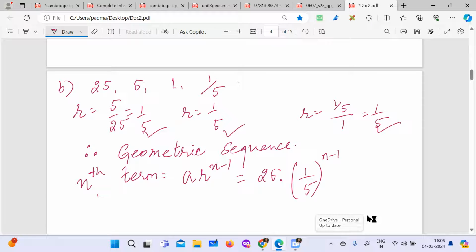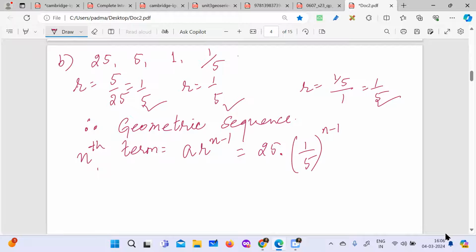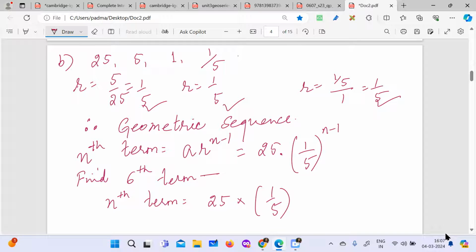Okay. Right? Now, if I ask you to find the sixth term of this sequence. Okay, find the sixth term of the given sequence. So what we will do, we have the nth term, one second, beta. The nth term is equal to 25 times 1 over 5 to the power 6 minus 1. Very good. That is 25 times 1 over 5 to the power 5.